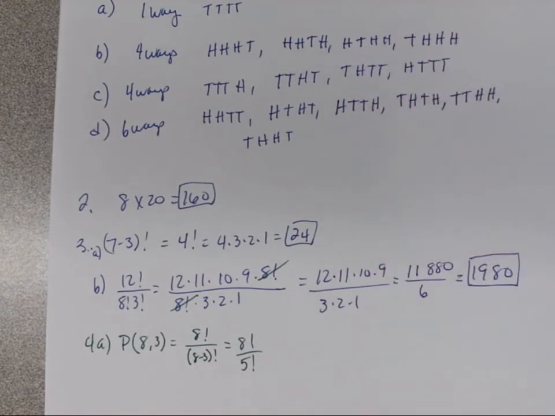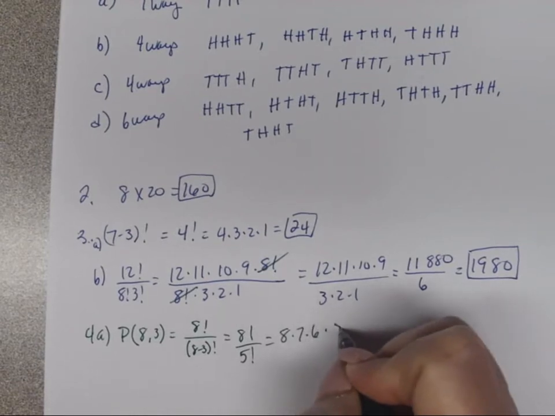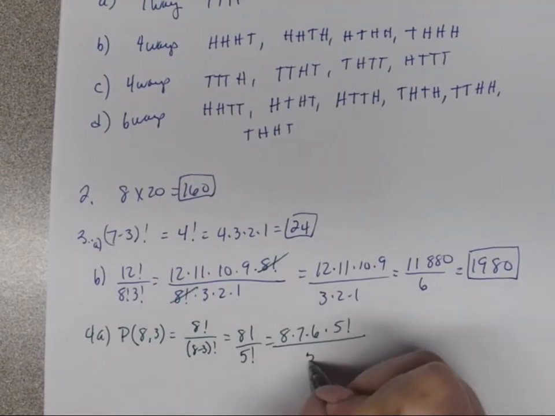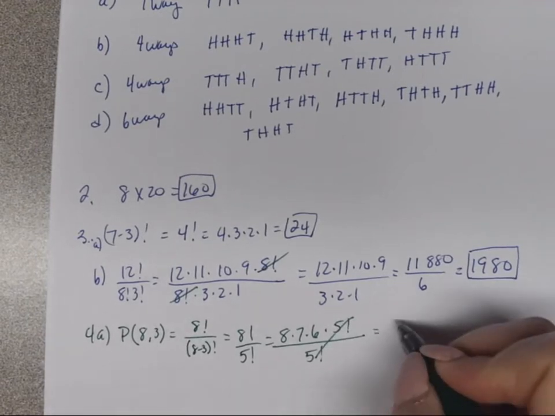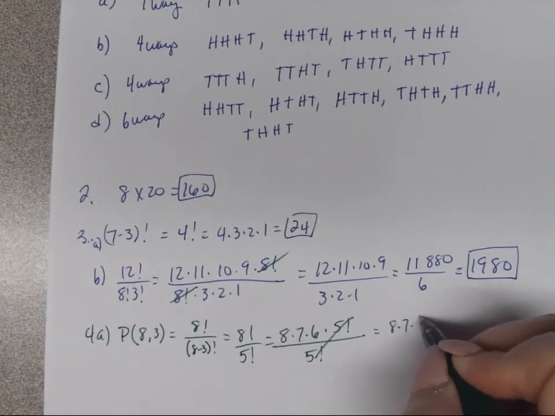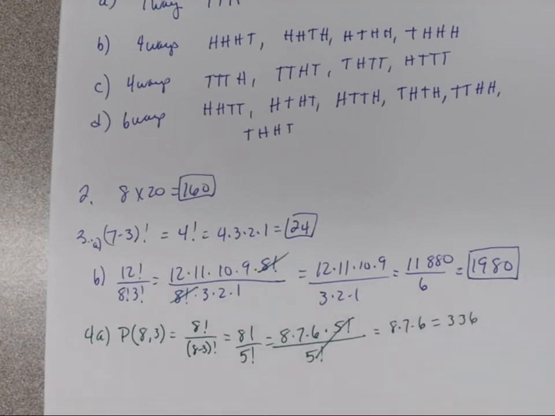And we'll do the same thing we did on the last problem. So 8 times 7 times 6 times 5 factorial over 5 factorial. Those will cancel. And we end up with 8 times 7 times 6, which will get us 336.